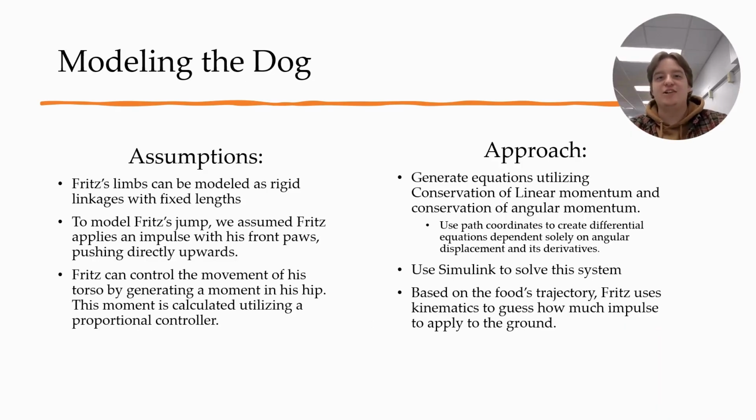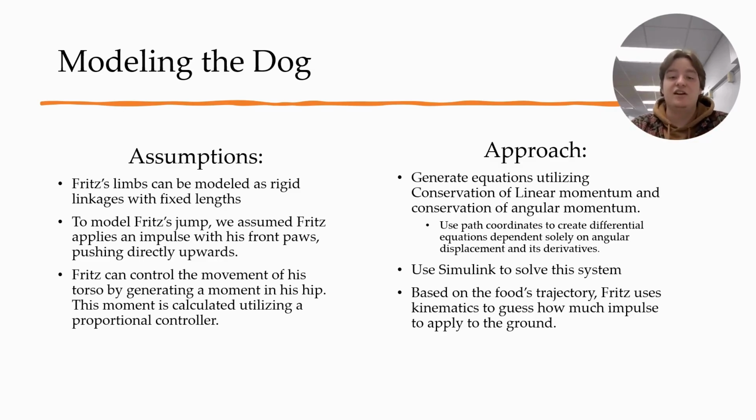Fritz the dog is a generally complicated system, so we had to make many assumptions to model him correctly. Some assumptions that we made are that Fritz's limbs are modeled as rigid linkages and have fixed lengths. To model his jump, we also assumed that Fritz applies an impulse with his front paws and that he pushes directly upwards. We said that Fritz can control the movement of his torso by generating a moment in his hip. This moment is calculated using a proportional controller.